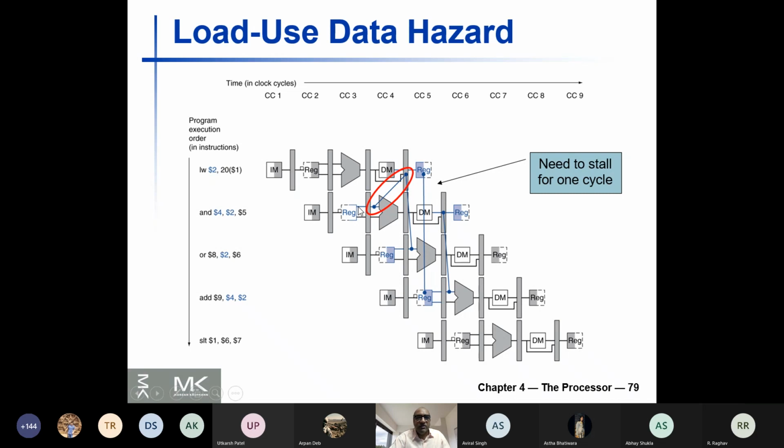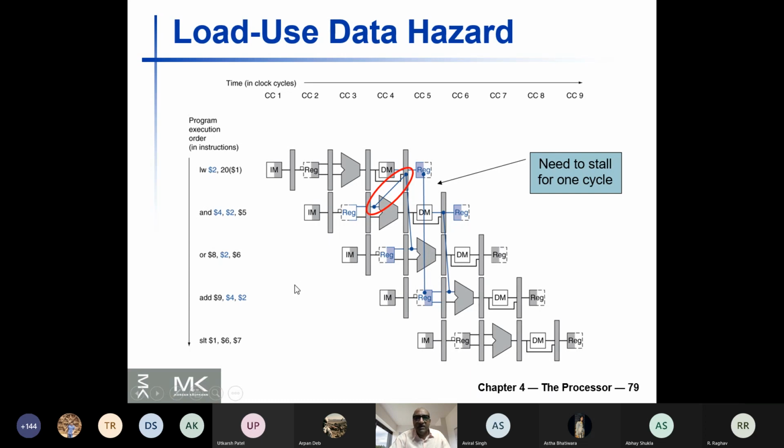So the only way is that you need to stop. You need to wait in this execution stage till that value is available. For that purpose, you have to stall the pipeline at this point. That means we have to allow the load to continue. But when the AND instruction comes to the execution stage, we come to know that there will be a problem. So therefore, we cannot perform the execution, and we have to delay the execution till the next cycle by stalling the pipeline.